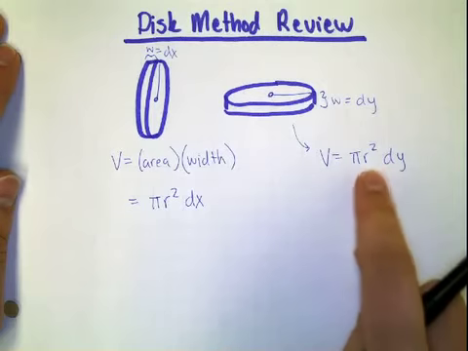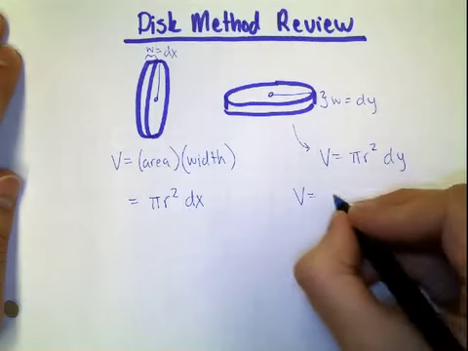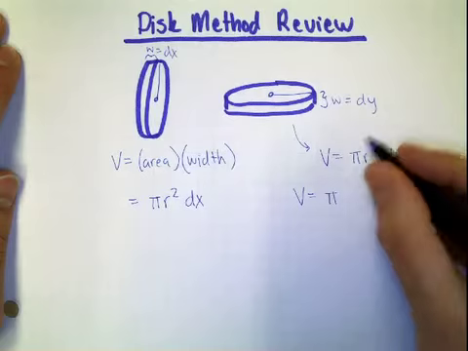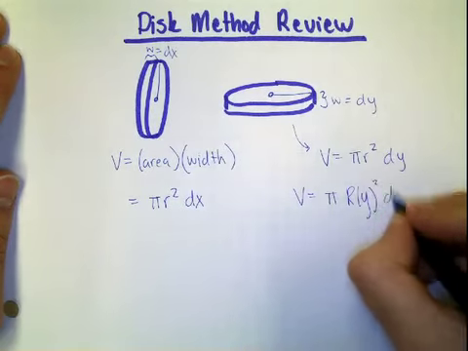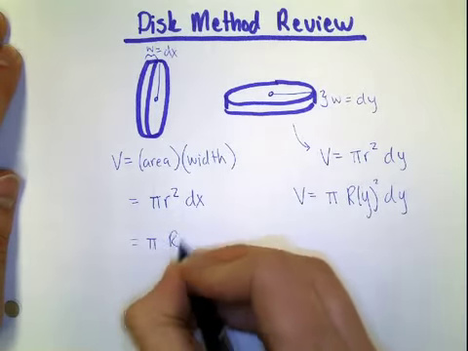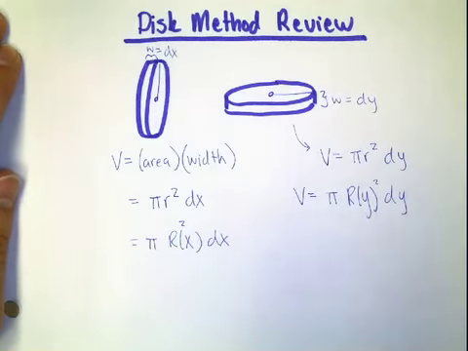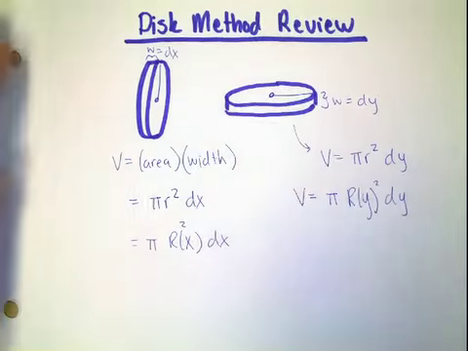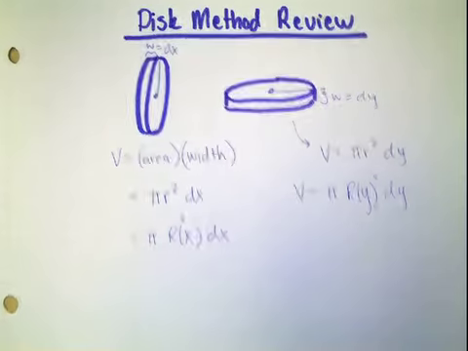When I use my radius, my r squared, I'm actually going to rewrite it as volume equals pi, and then I'm going to write a formula for r. If it's in terms of y's, it's going to be pi times r of y squared dy. And if it's in terms of x's, like this one, it's going to be pi times r of x squared dx. And both those formulas are what we're going to be working off of for our basis. So let's just do an example, kind of practice, make sure we have both methods down, x and y axis.